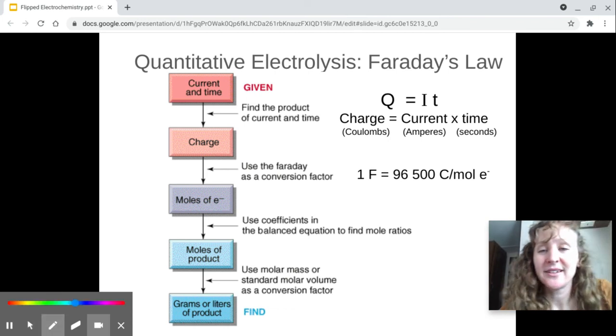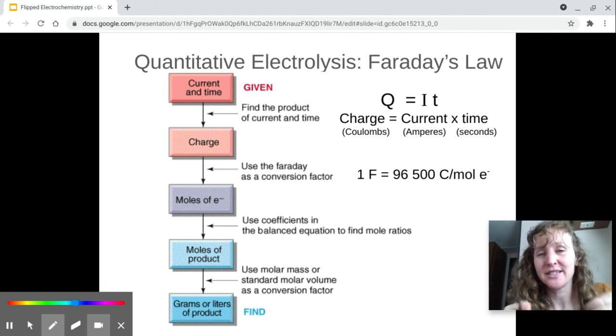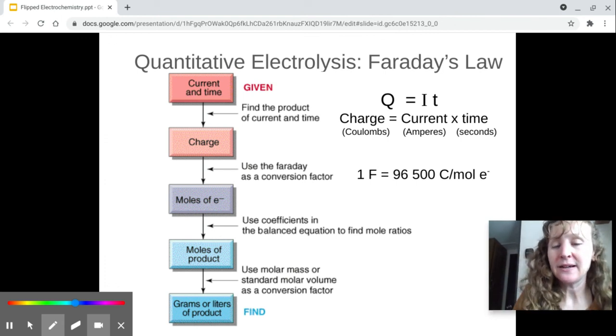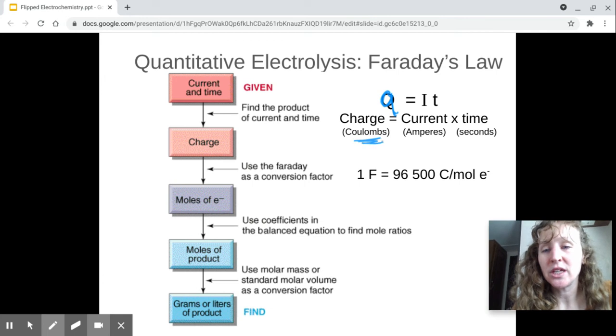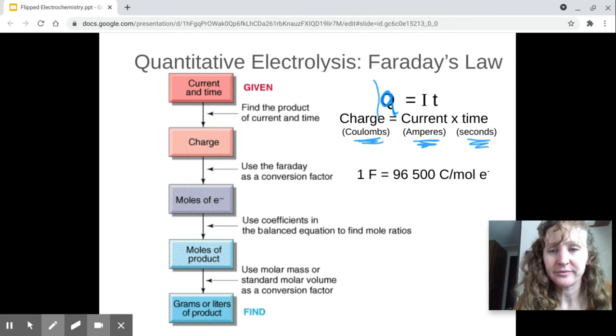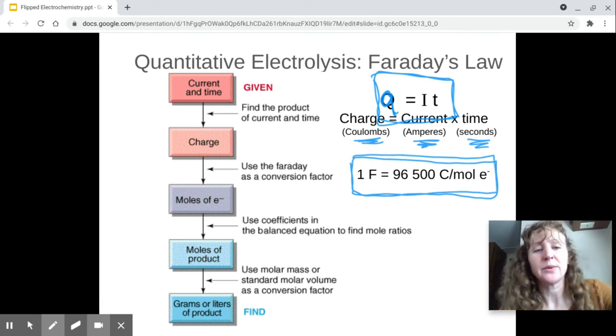The one formula you have to know, again, we're dipping into physics here, is charge. This is that Q. We used a lowercase q earlier. Charge is going to be equal to the current in amps times time. So you need this equation, and then you also need that Faraday's constant that we talked about earlier.